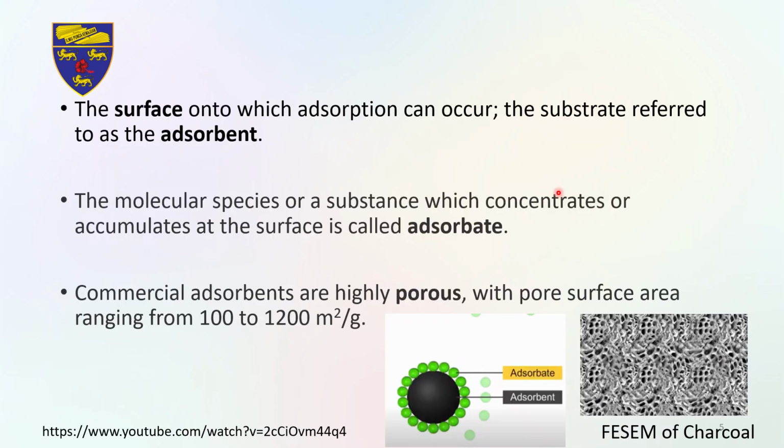To discuss adsorption scientifically, we need two terms. The adsorbent is the substrate or surface where adsorption occurs. The adsorbate is the molecular species that actually accumulates on the surface. Commercial adsorbents are usually highly porous, offering massive surface area. Sometimes it can go up to 1,200 square meters per gram. The SEM images here show the morphology of charcoal with the presence of pores in the charcoal.